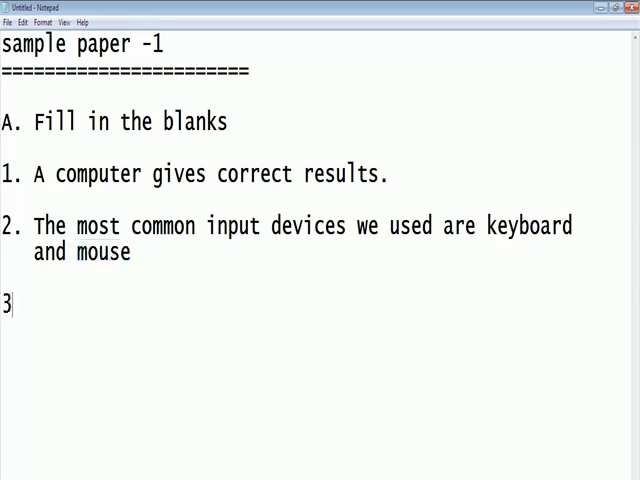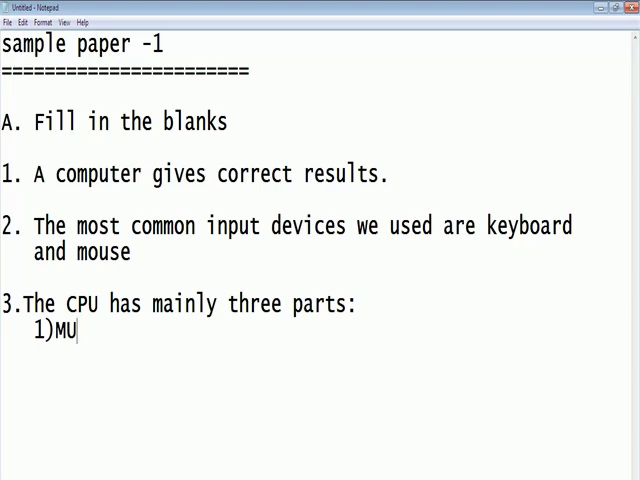Now third question is the CPU, central processing unit, has mainly three parts. First one is MU, memory unit. Second one is CU, control unit. And third one is ALU, arithmetic and logical unit. So for the third question, the answer is MU, CU, ALU.